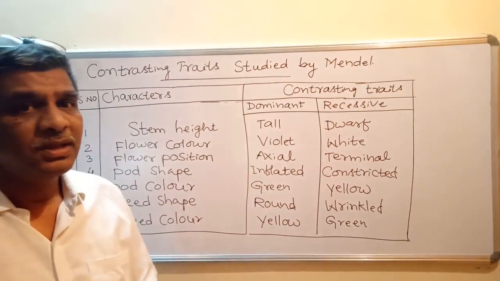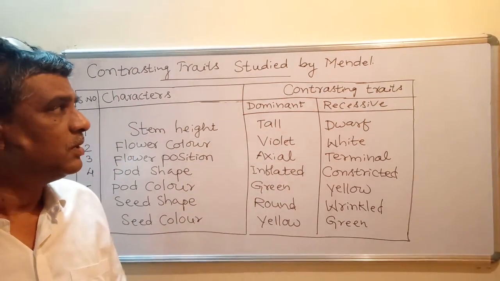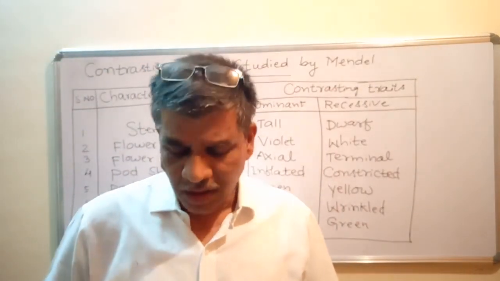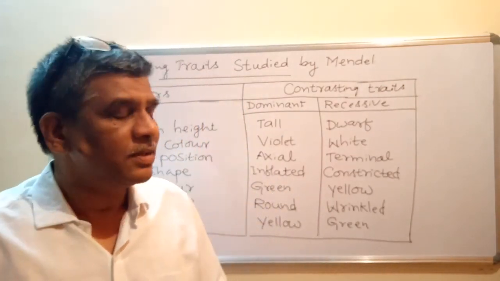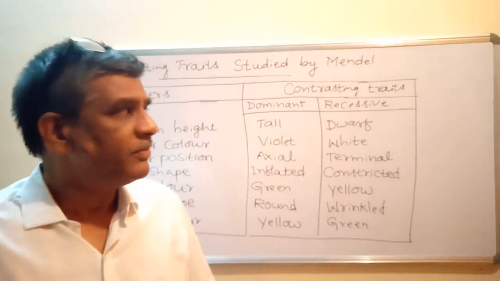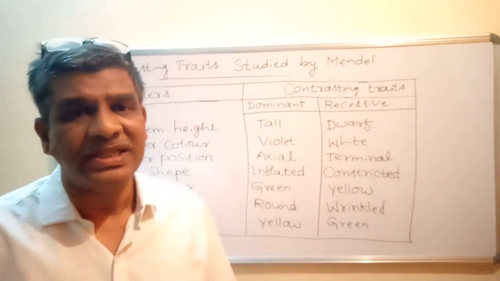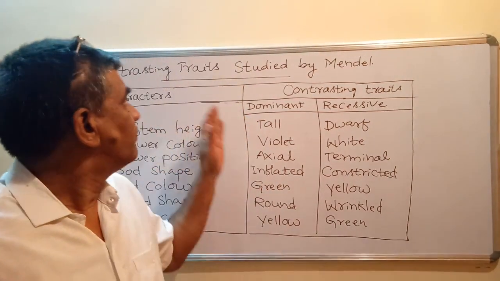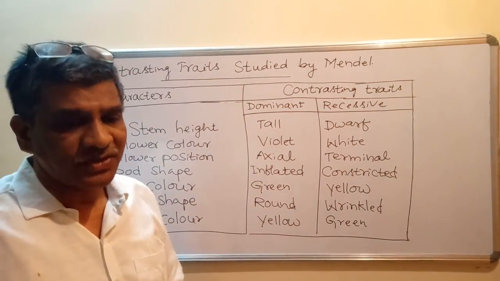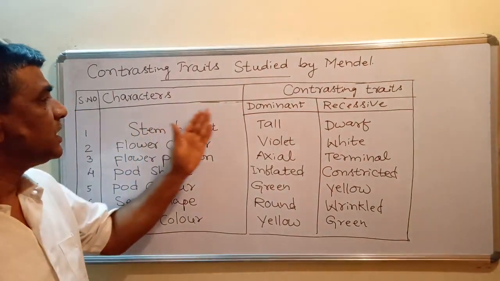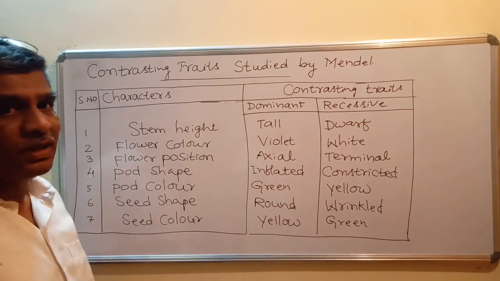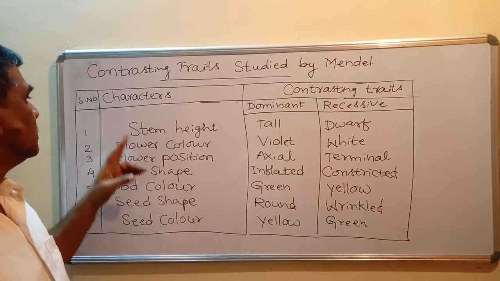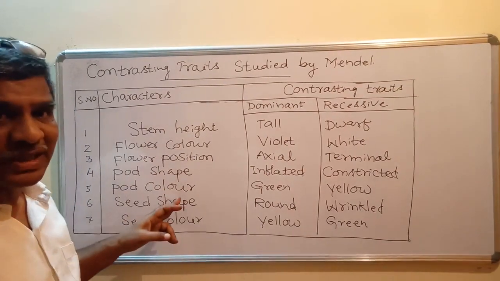Good morning, students. In the last class, I explained Mendel's laws of inheritance. Mendel studied the garden pea plant. In the garden pea plant, he noticed a large number of variations. Among them, he studied 7 pairs of contrasting characteristics. What are the 7 pairs of contrasting characteristics Mendel studied in the garden pea plant, which I have written on the board? So now let us see what characteristics Mendel studied.